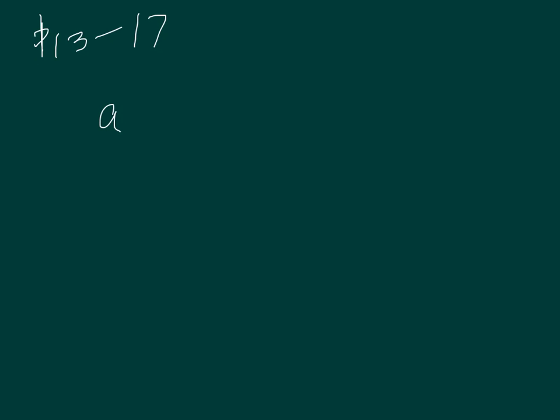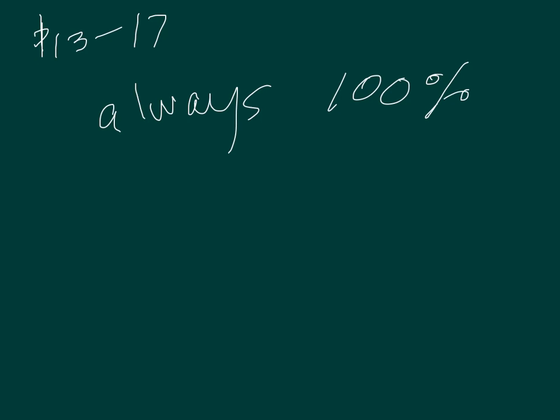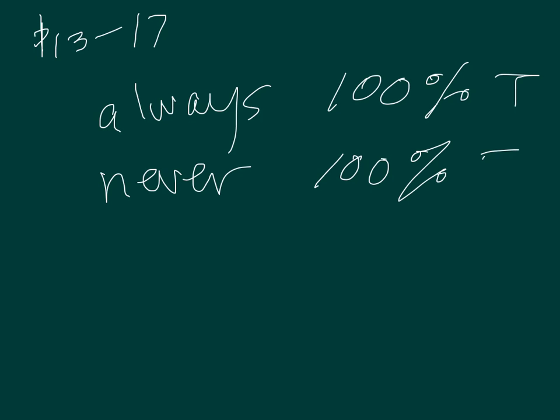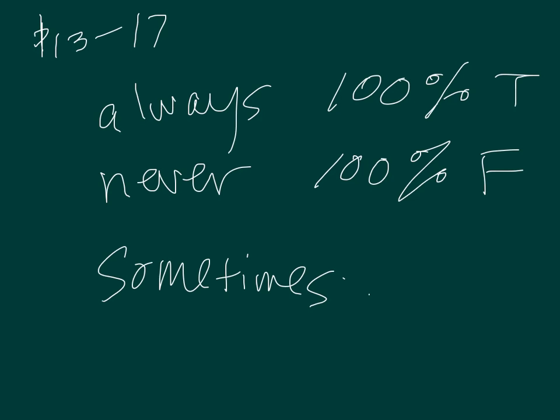So in math, always means 100% true. Never means 100% false. And sometimes means somewhere in between. So remember that the way we use this language in mathematics might be a little different from the way you use it in daily life.